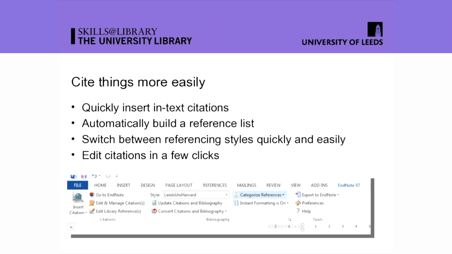EndNote also lets you cite things more easily, which is great. You can really quickly put some citations within the text that you're writing, and at the same time as that, your reference list will build up at the bottom of the document automatically. You can change the referencing style really quickly if you need to, and you can edit citations so that they display exactly like you want them to.